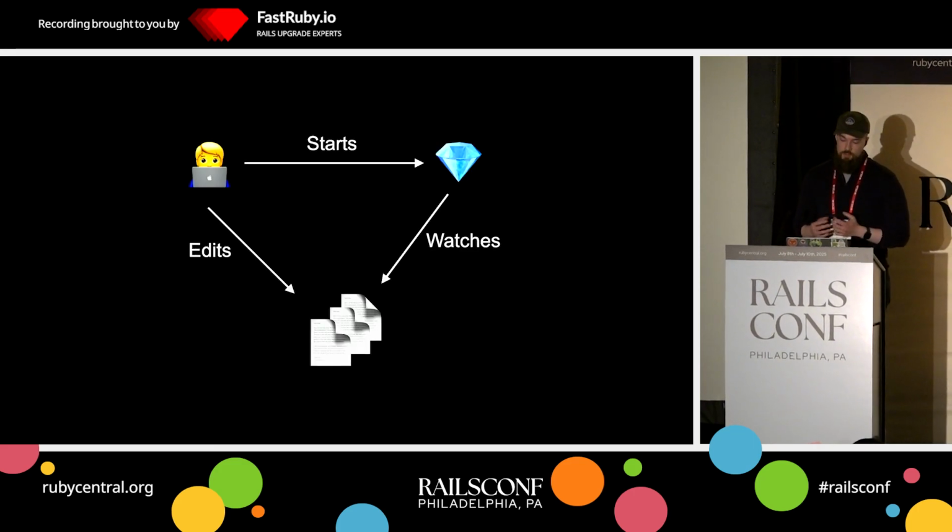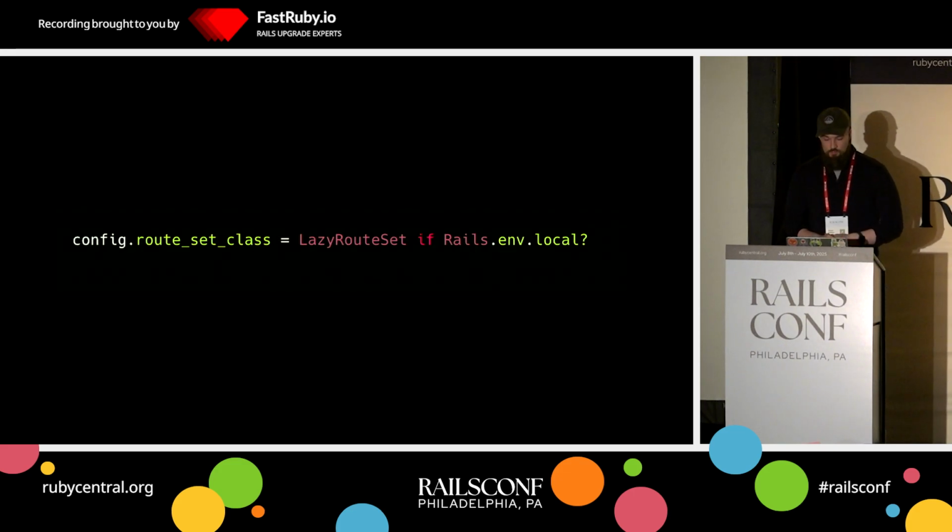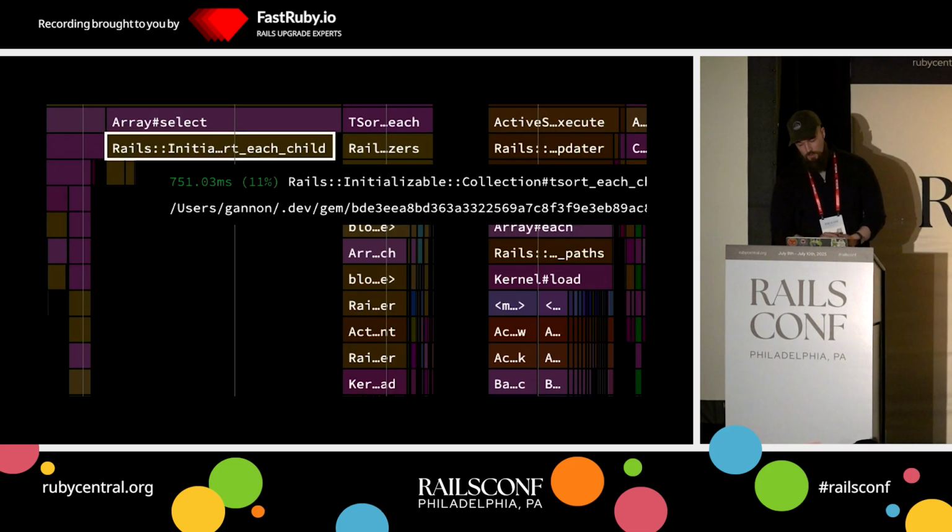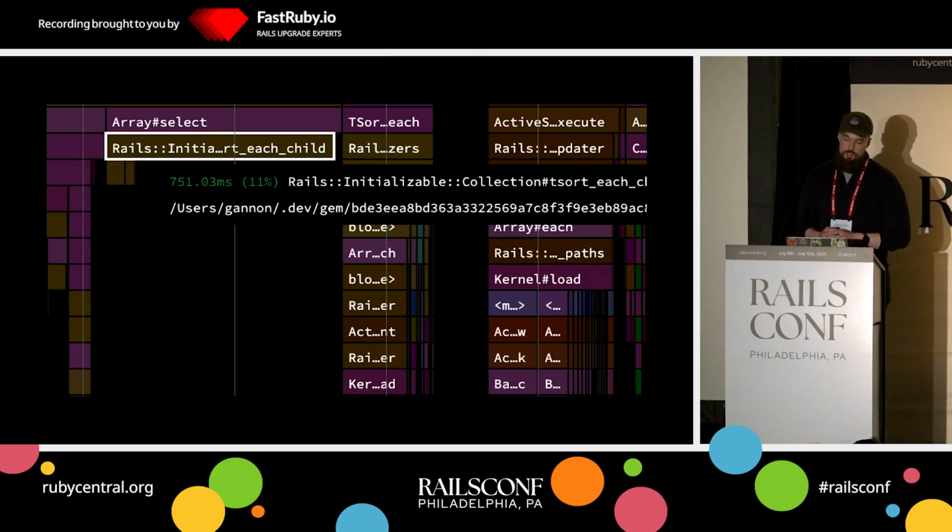Translations are watched during development of Rails applications, and this process is a lot faster in Rails 8. Routes are lazily loaded locally in Rails 8, and this saves us a lot of time during boot of our application in development. And initializer sorting will be much faster soon in Rails 8.1.